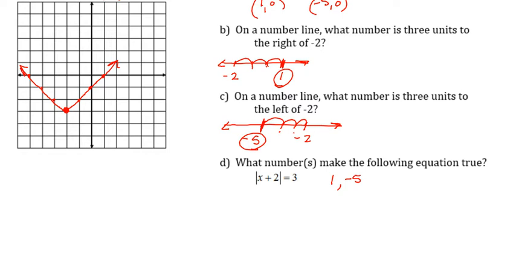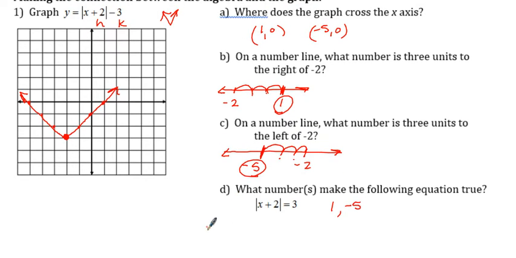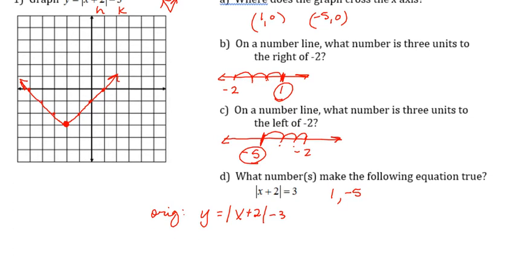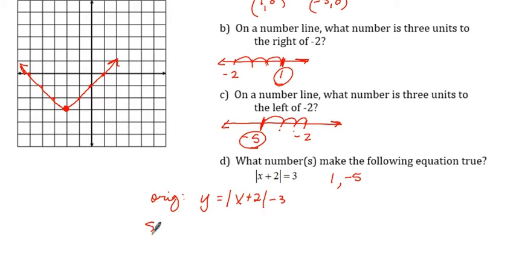Why does that matter? Well, let's look at our original here. Our original was y equals absolute value of x plus 2 minus 3. Remember how when we had lines, how do we solve those? How do we see the x-intercepts of a line? What do we set equal to 0? We set y equal to 0 to see x-intercepts.